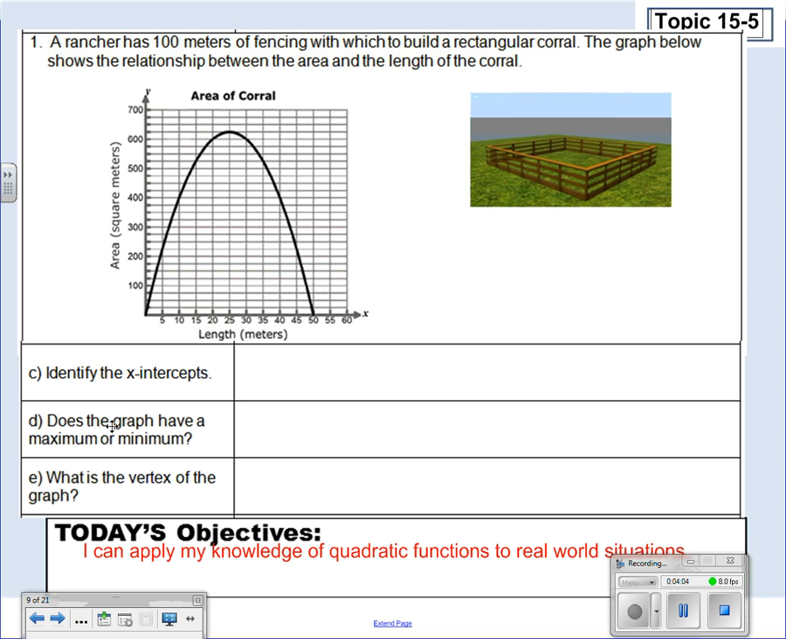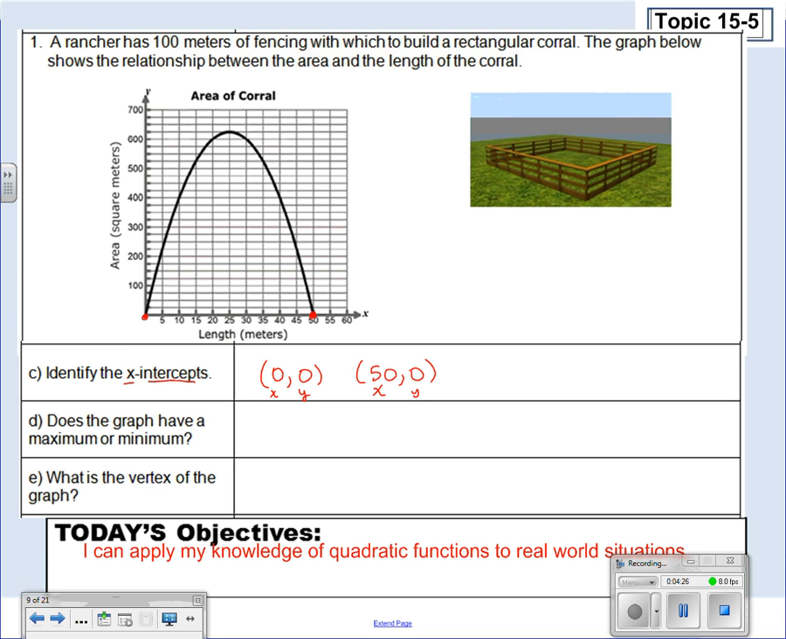C is asking to identify the x-intercepts. Again, we're talking about x, and intercept means where it crosses the x-axis. So we have 2 points. Our x-intercepts are at 0, 0, and also 50, 0. When we talk about the x-intercepts, the x value is a number, but the y value is always 0 when it comes to our ordered pairs.